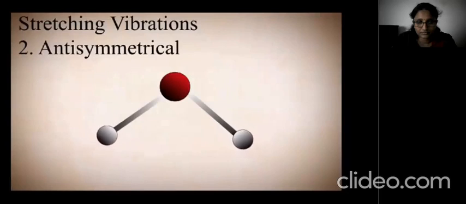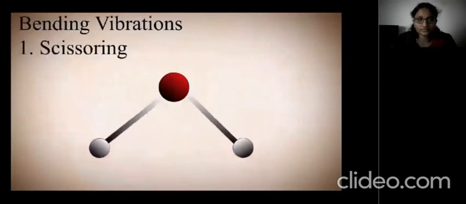Here, this is the second stretching vibration, that is anti-symmetrical. Here also you can see a little bit of change. One atom is going away from the central atom and the other one is going towards the central atom, and vice versa. When the other is going away from the central atom, at that time the first one will go towards the central atom. It means that again there is a change in the bond length in this anti-symmetrical vibration.